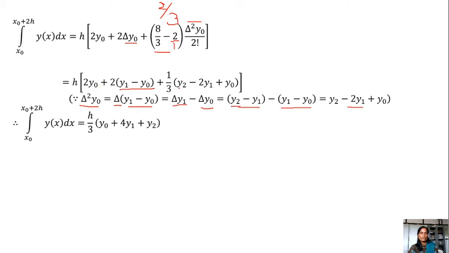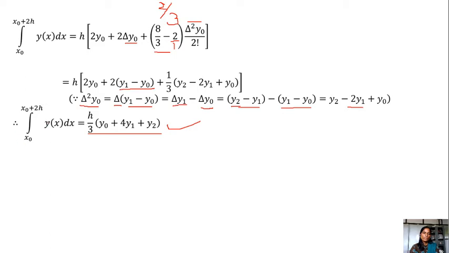So this y0 will get cancelled, and only 2y1 is there, and this minus 2y1. Whatever after simplification, you will get this equation: h by 3 (y0 plus 4y1 plus y2). So check whether this equation is correct or not. So what happened to this?